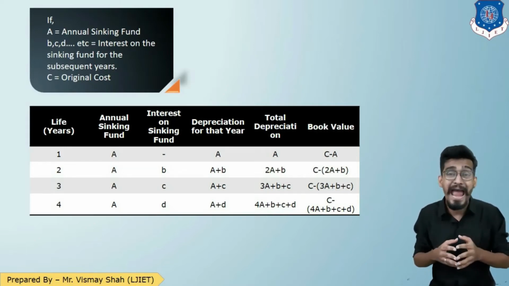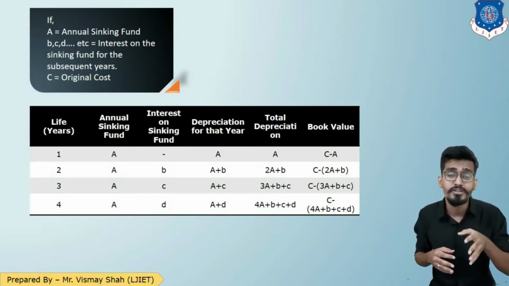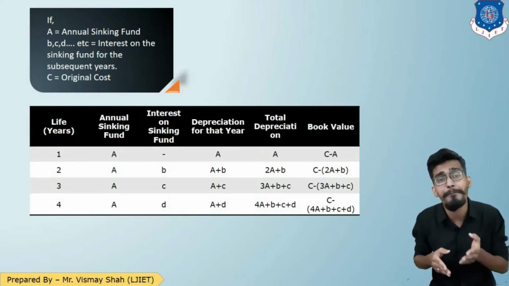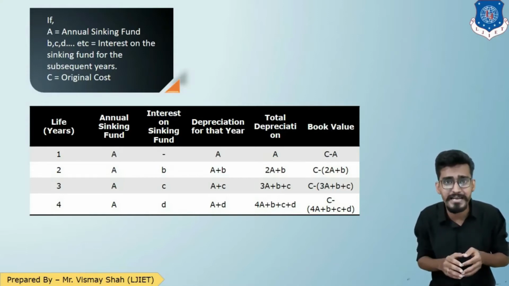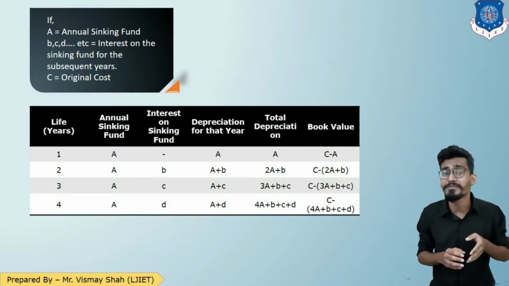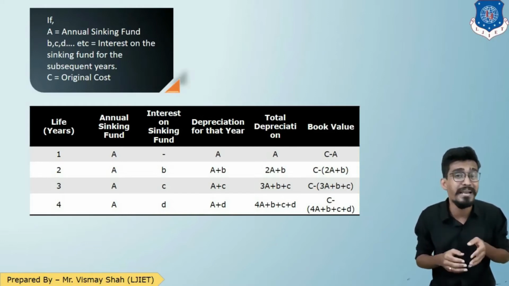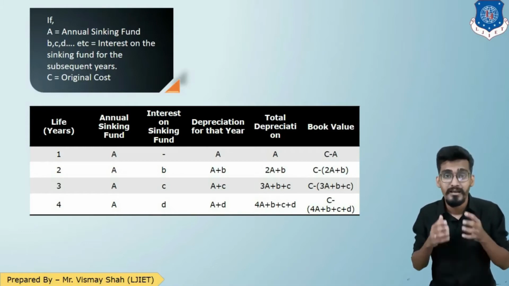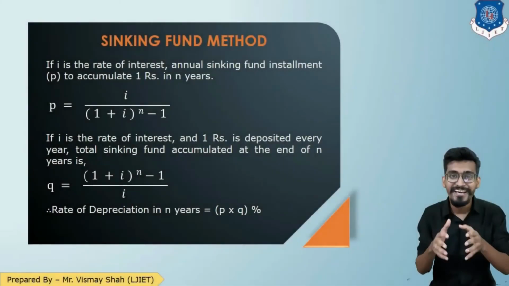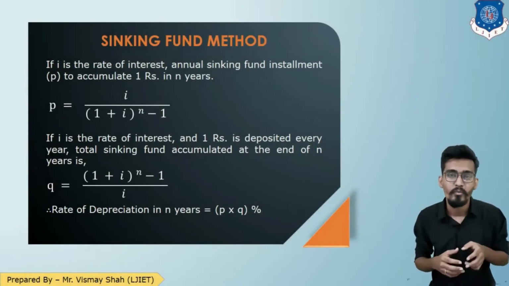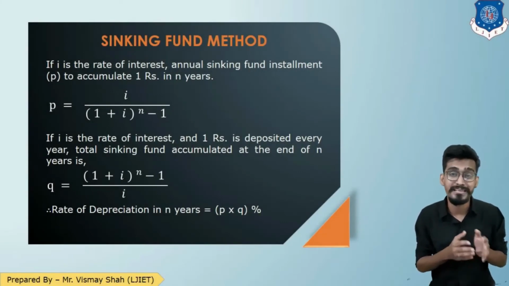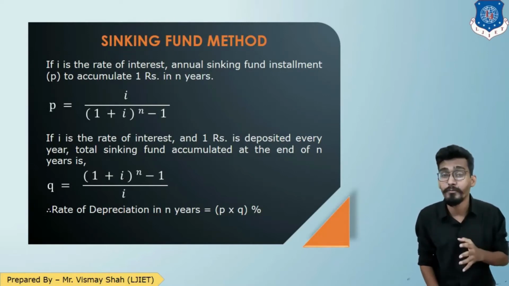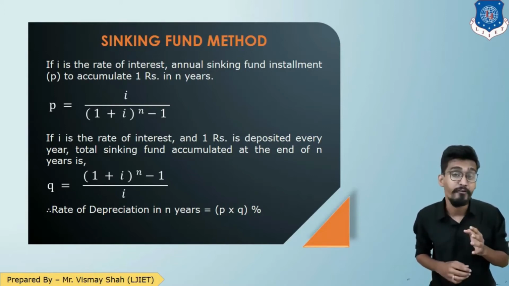So for that, and also how to calculate this interest? How will you get the value of A? See, the original cost will be in the question itself. So here our point of concentration is how to find out this capital A and how to find out these interest values small b, c and d. So for that, here are the two formulas which we need to remember to calculate the sinking fund as well as to calculate the interest. This is one of the important formulas to understand the method of sinking fund.